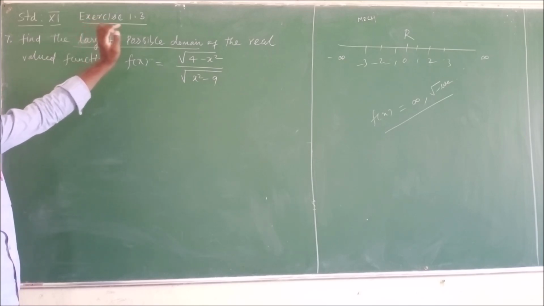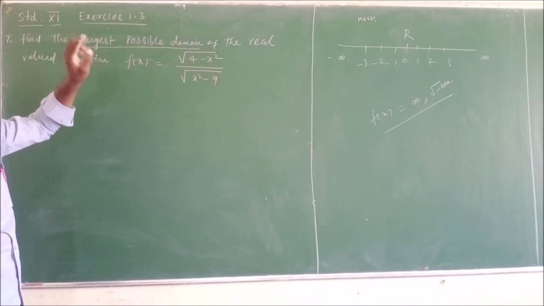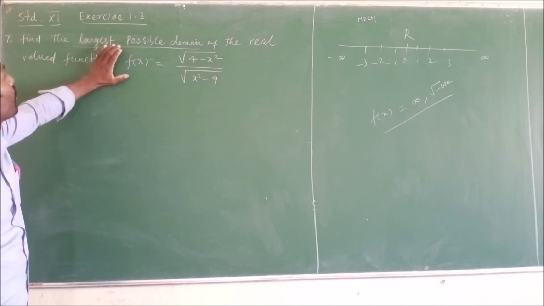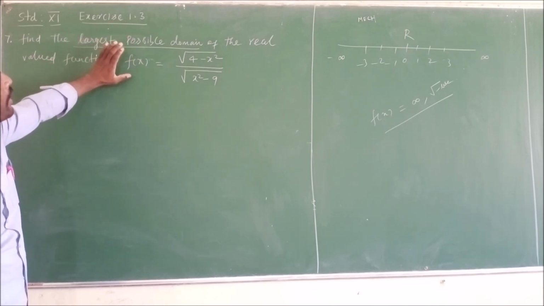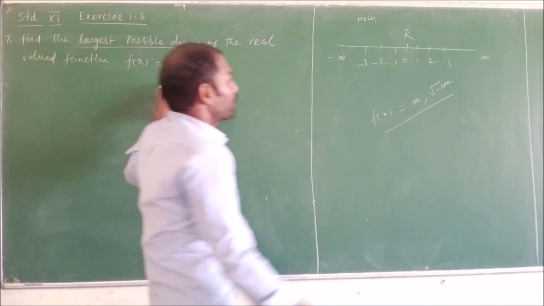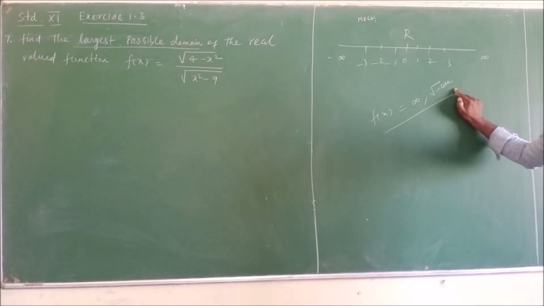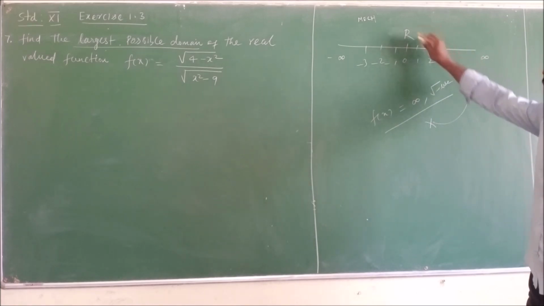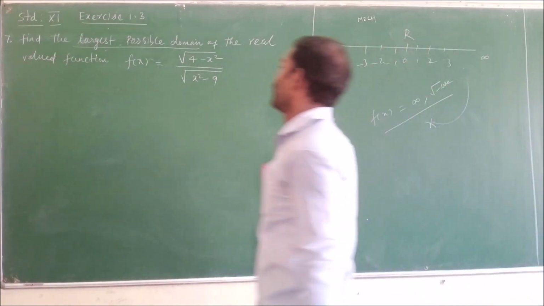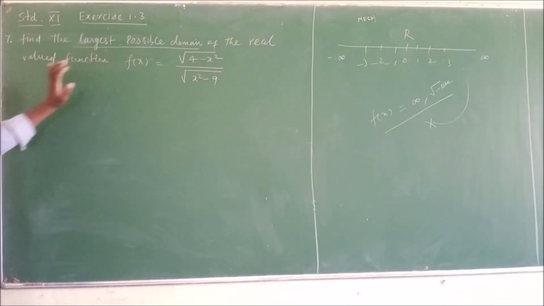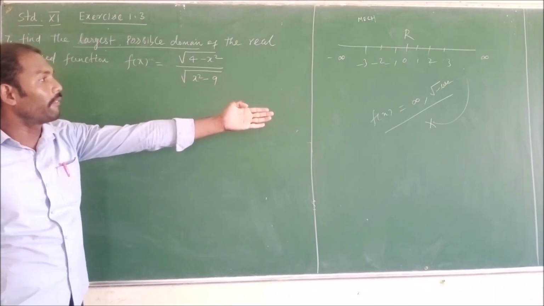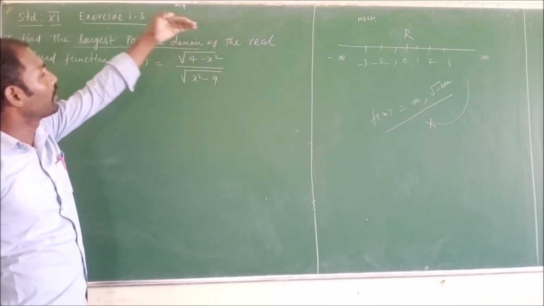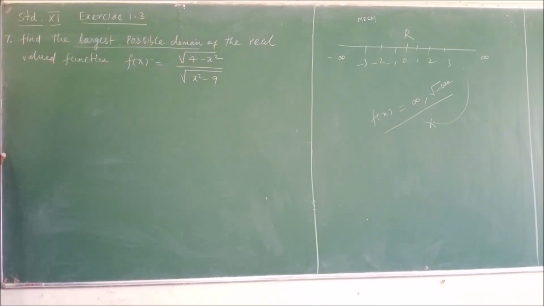Clear that? Infinity and the root of a negative value cannot be attained. It is called the largest possible domain. If the given f of x attains infinity or a negative value under the root, we remove these values from the real line. After that, the remaining values are the possible domain of f of x. Clear that? After removing these values from the real numbers, what remains is called the possible domain of f of x. So this is the solution.